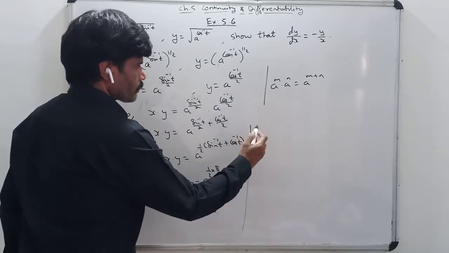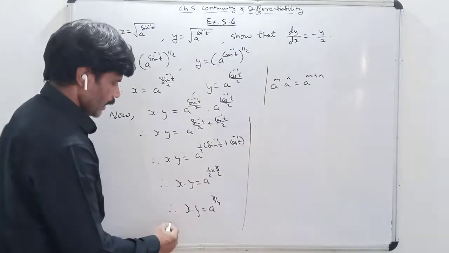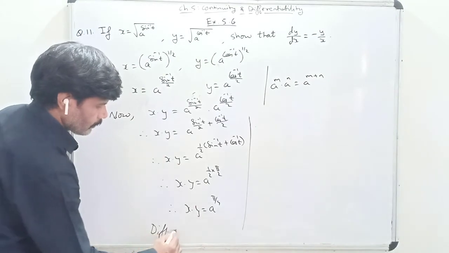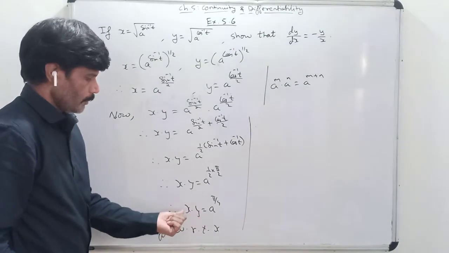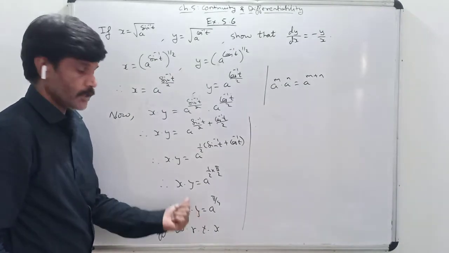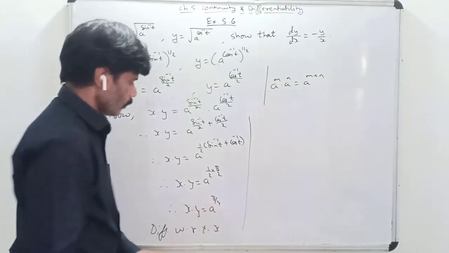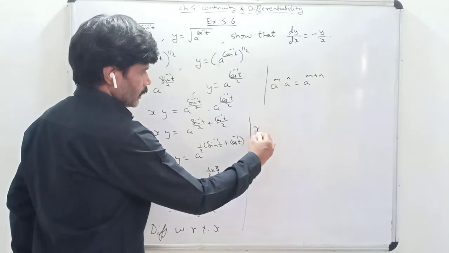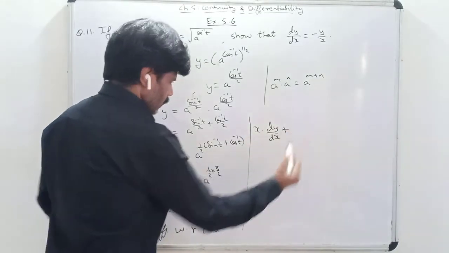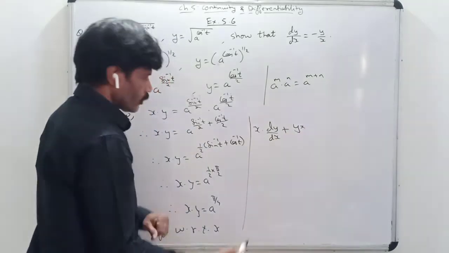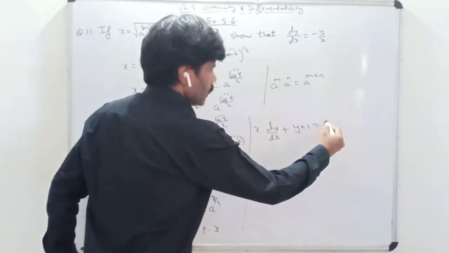Therefore now, differentiating this with respect to x. The left hand side is a product of two functions, so first function as it is into derivative of second function, plus second function as it is into derivative of first function. The right hand side is nothing but a constant, so the derivative of a constant is 0. So x as it is, derivative of y with respect to x, dy by dx, plus y as it is, derivative of x with respect to x is 1, is equal to a raised to pi by 4. As I told, it is a constant, so the derivative of a constant is 0.